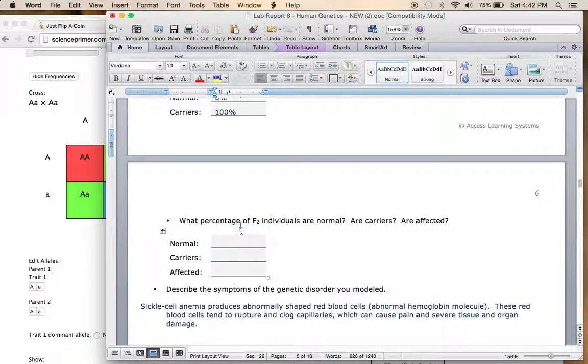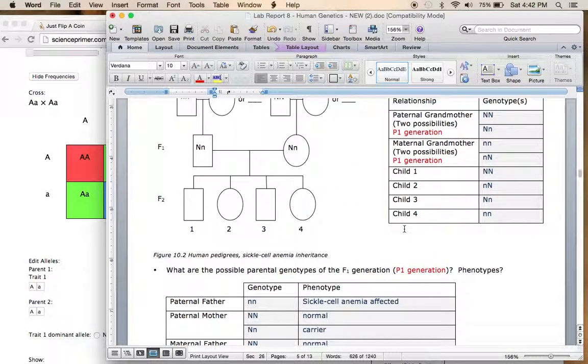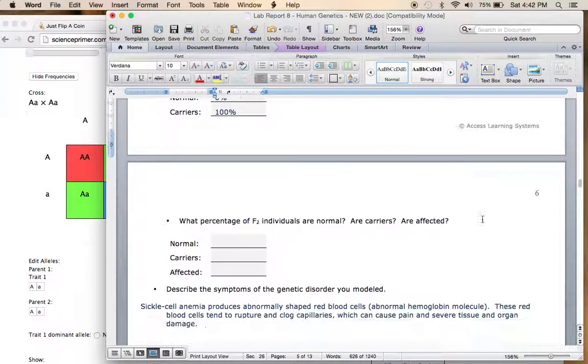Next question, what percentage of the F2 individuals are normal, are carriers, or are affected? Let's look at the F2 generation. That's the children. So looking at the children over here, we can say that one child, or 25%, would be considered normal. Two out of four would be considered carriers, that'd be 50%. And then one out of four would be considered affected, so that'd be 25%. So we've got 25% that are normal, 50% that are carriers, and another 25% that are affected.